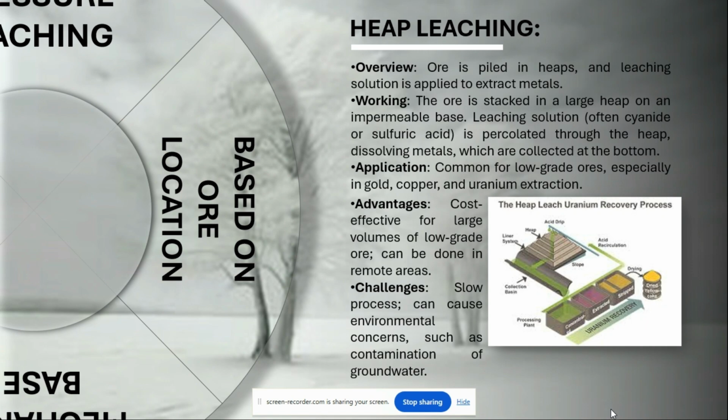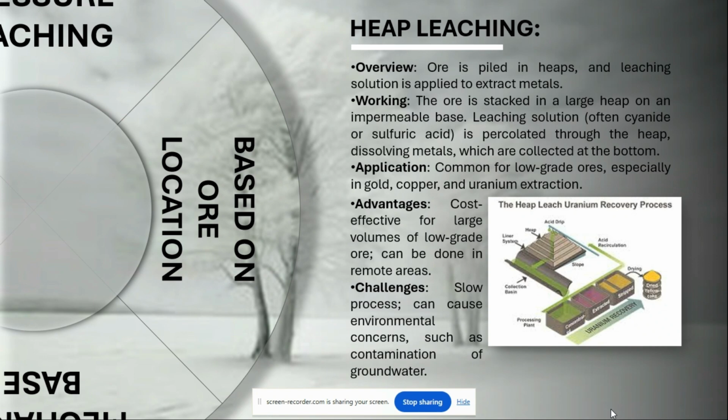The simple working principle of heap leaching is that ore is piled on an impermeable base. When leaching solution, different for extraction of different metals, is passed through the heaps, the percolated metals, which get dissolved in the solvent, are obtained and we get our required metal at the bottom. Heap leaching is commonly used for low-grade ores, especially for the extraction of gold, copper, and uranium.